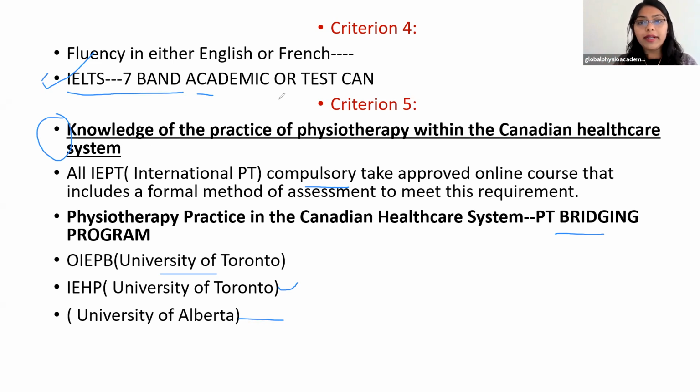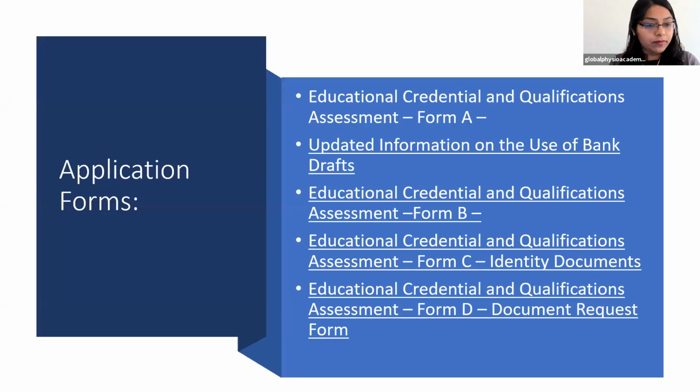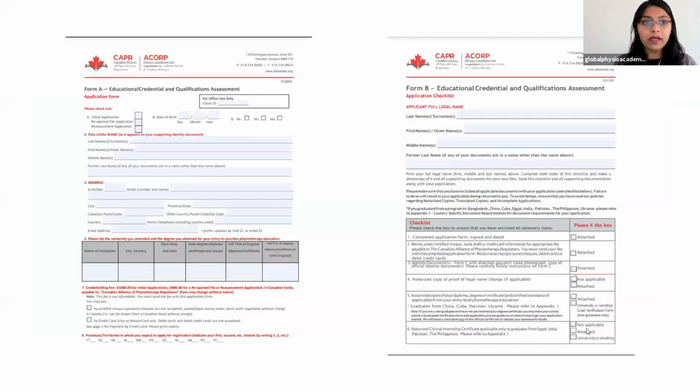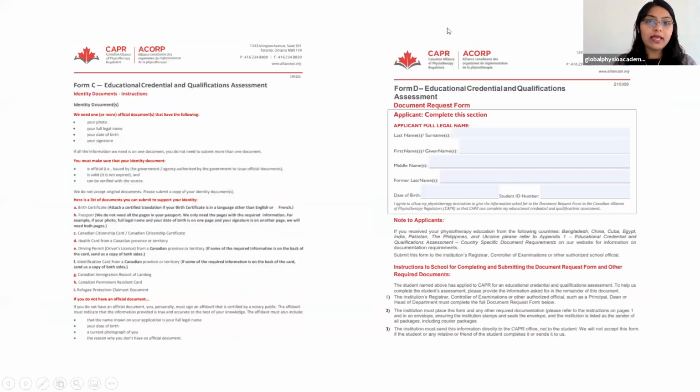If we go into more detail on the credential, there are forms. Form A is the education, credential, and qualification assessment. The second thing is you have to pay the fee, like a demand draft. Then Form B, Form C, and Form D. We will discuss each form in detail now. Okay, so Form A looks like this. Form B, Form C, and Form D. So far clear? We will discuss these forms in detail. So far clear? Yes, ma'am. Okay.